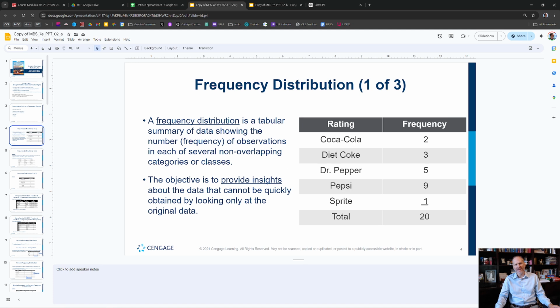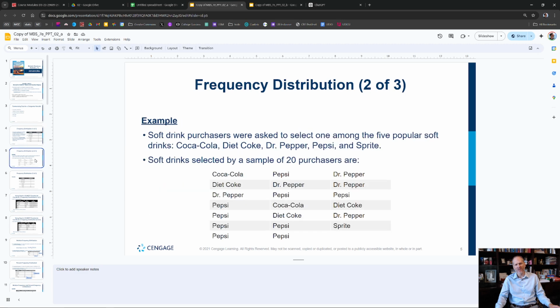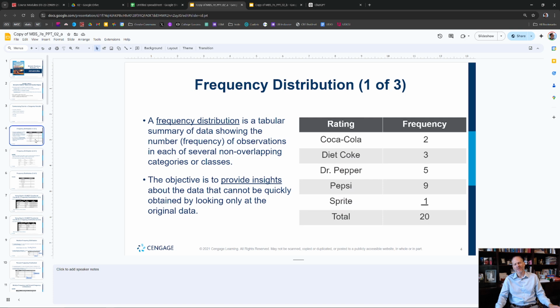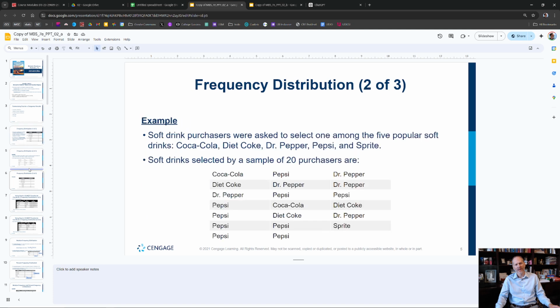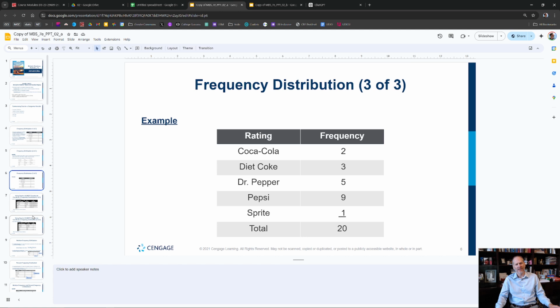So it's a tabular summary of data showing the number, frequency of observations in each of several non-overlapping categories or classes. The objective is to provide insights about the data that cannot be quickly obtained by looking only at the original data. Here's the original data. And then this gives us more insight. It's more descriptive, right? Descriptive statistics. So that's a frequency distribution. It's a kind of complicated sounding phrase, but it's also self-explanatory when you think about it. What is the frequency with which people purchase Coca-Cola? What was the frequency of Diet Coke showing up in our sample? 3.